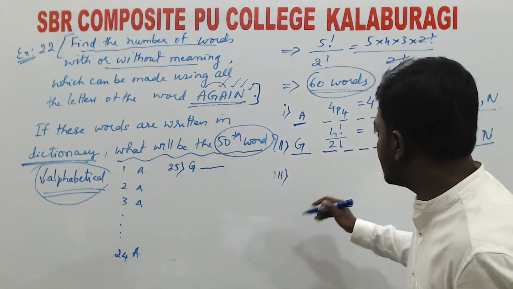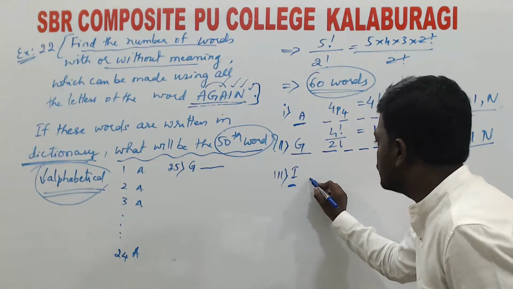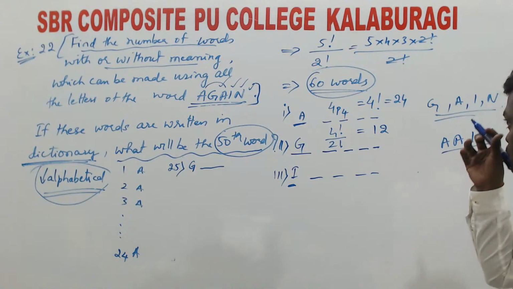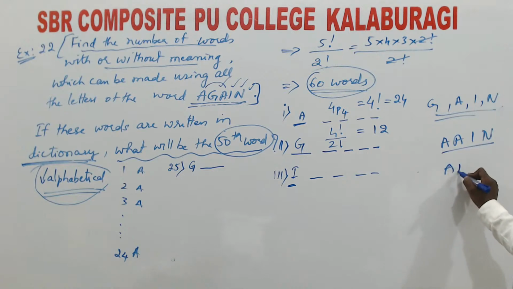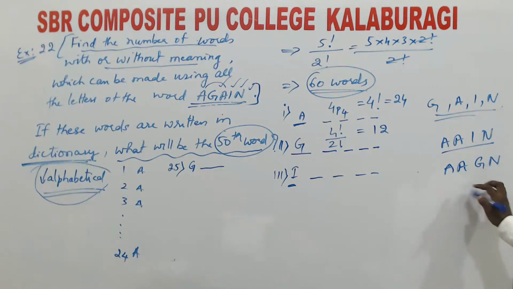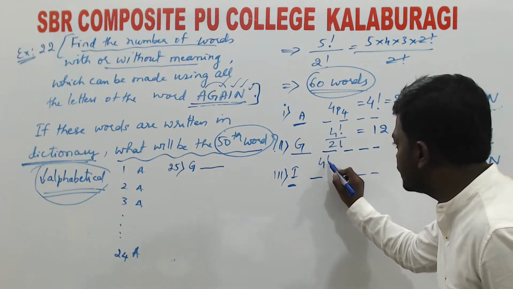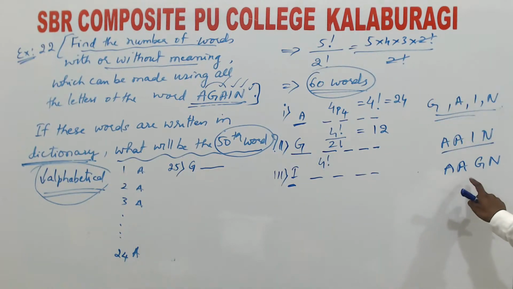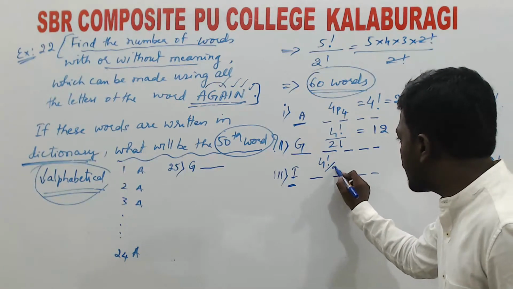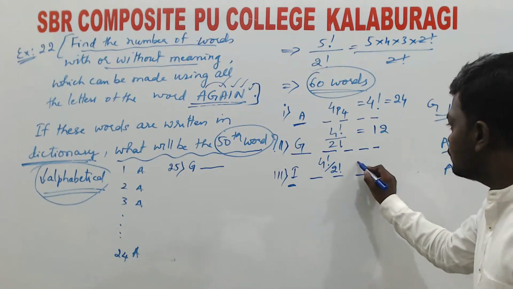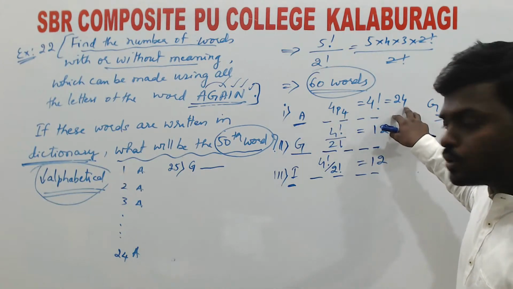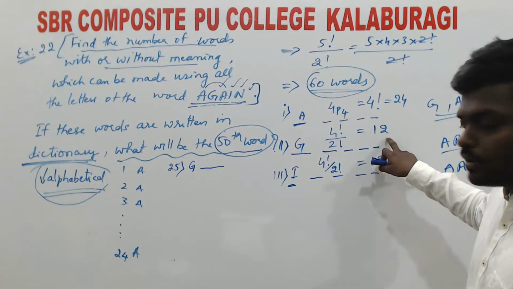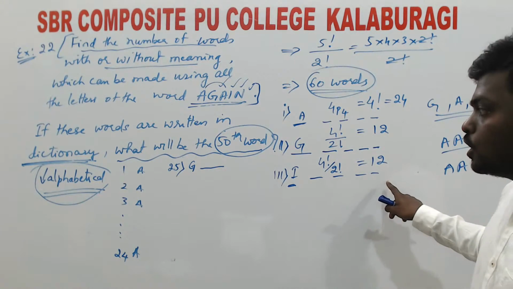So I will be started, right? So still there are 4 places. So after you start in the dictionary, start writing with I. So what are the elements left for you? A, G, N. So 4 places, 4 letters can be written in 4 factorial ways, but A is appearing twice. So divided by 2 factorial, students, which is equal to 12. So A letter comprises 24 words, G letter comprises 12 words, I letter comprises 12 words.